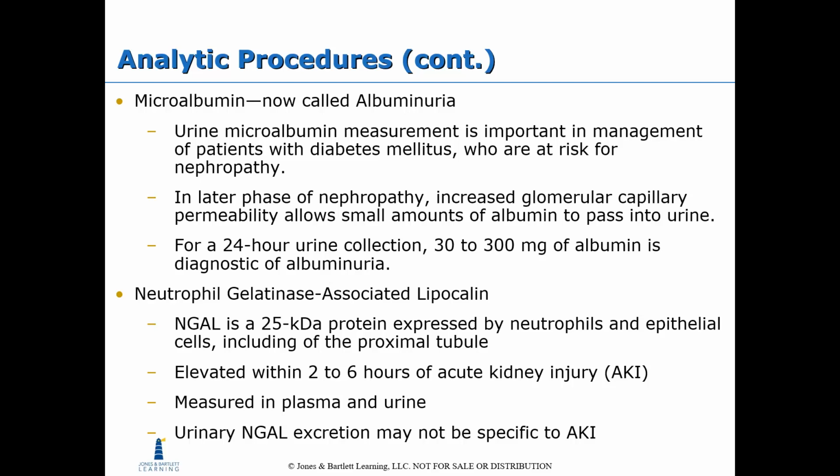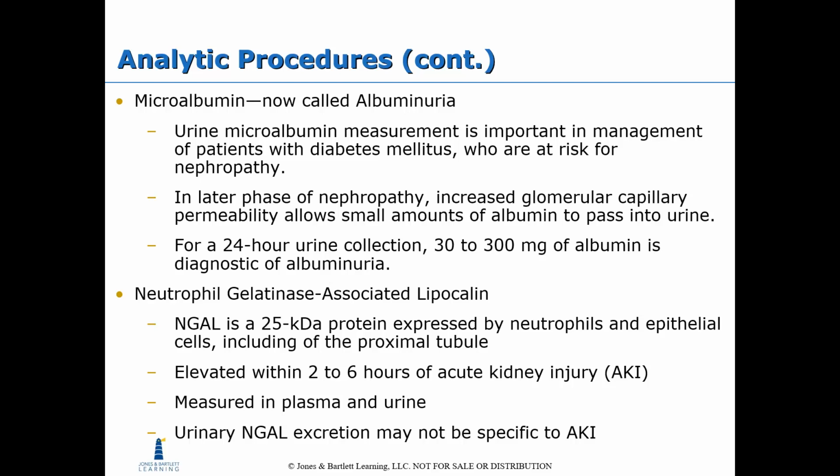Microalbumin, now called albuminuria. Urine microalbumin measurement is important in management of patients with diabetes mellitus who are at risk for nephropathy. So patients with diabetes mellitus have increased glucose, and that glucose can do a lot of damage to the nephron tubules. So if they have uncontrolled glucose in the blood, then they can be at higher risk for nephropathy. In later phases of nephropathy, increased glomerular capillary permeability allows small amounts of albumin to pass into the urine. For a 24-hour urine collection, 30 to 300 milligrams of albumin is diagnostic of albuminuria.